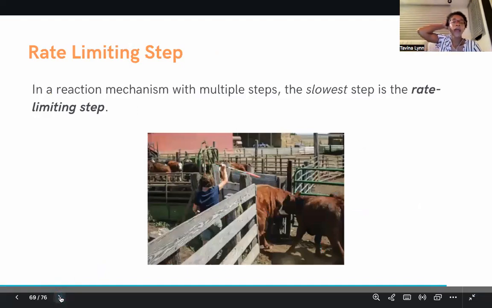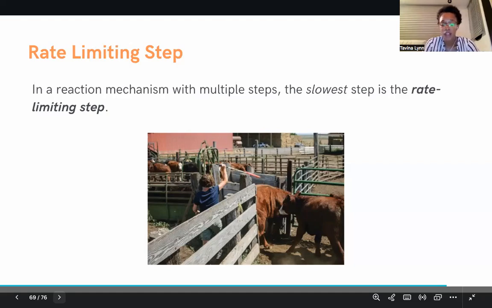So when we have a reaction mechanism with multiple steps, there's usually one step that happens really slow. And this slowest step is what's called the rate limiting step or the rate determining step, right? Because it is the step that can determine the overall rate of reaction.